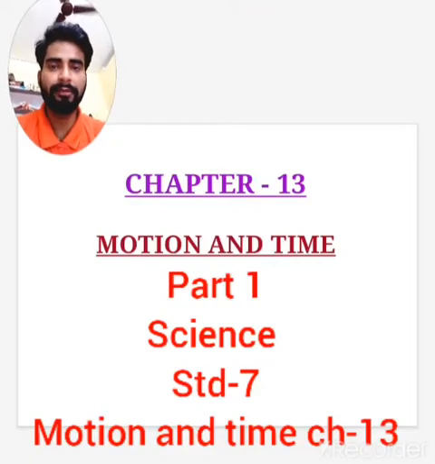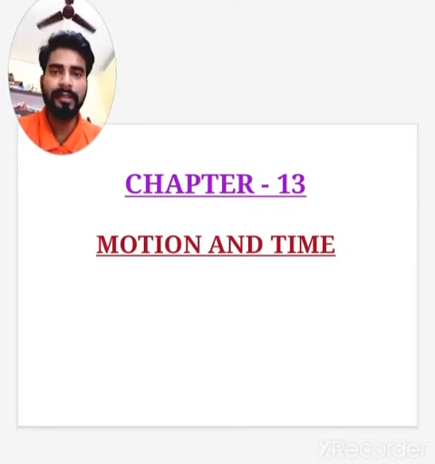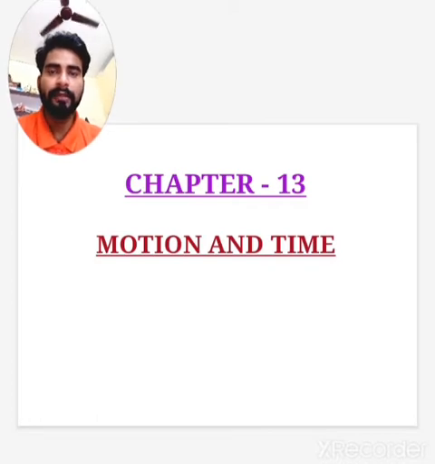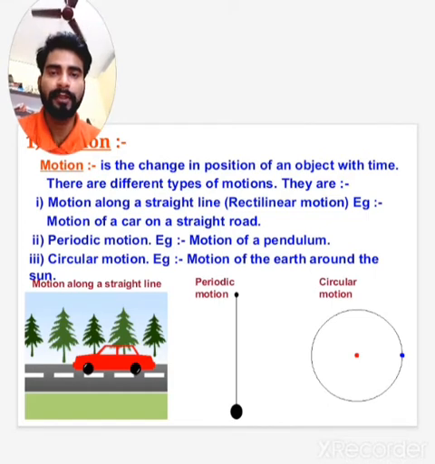Students, today we'll see chapter 13, that means motion and time. In this chapter, we'll see motion, speed, unit of speed, measurement of time, uniform motion, non-uniform motion, and distance time graphs. So let's start with the first topic. First topic is motion.